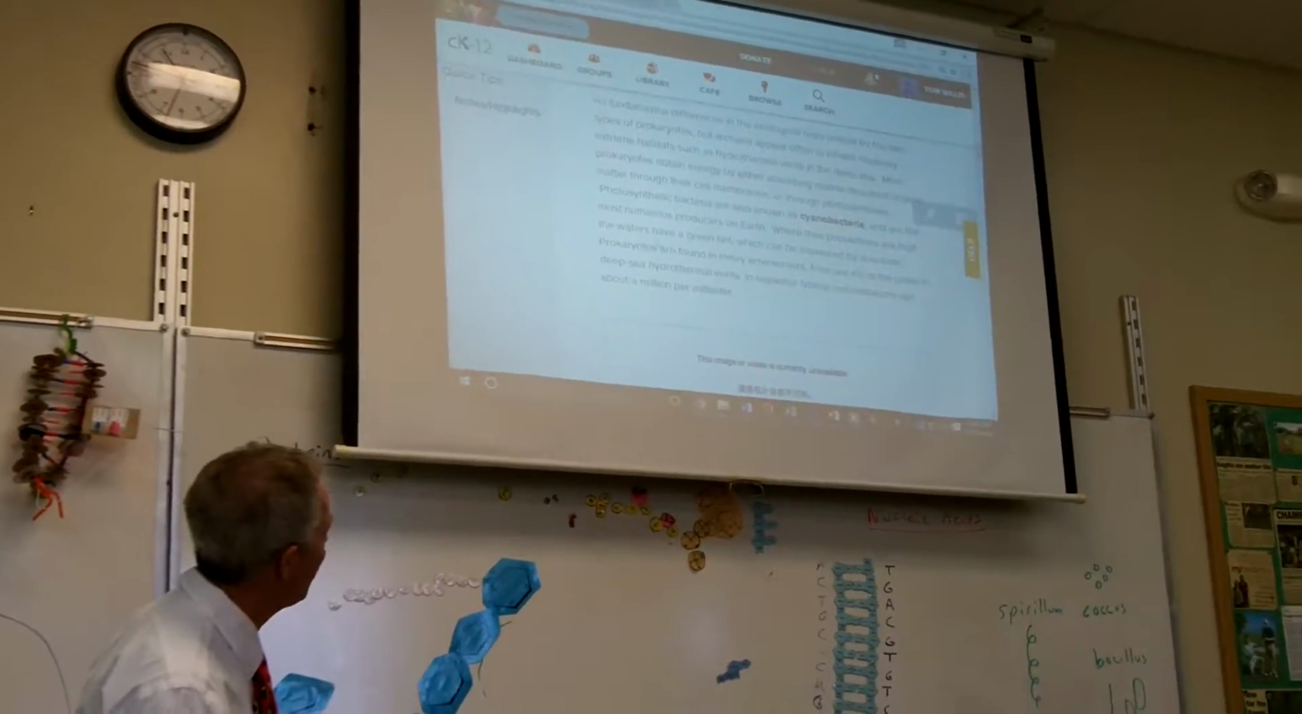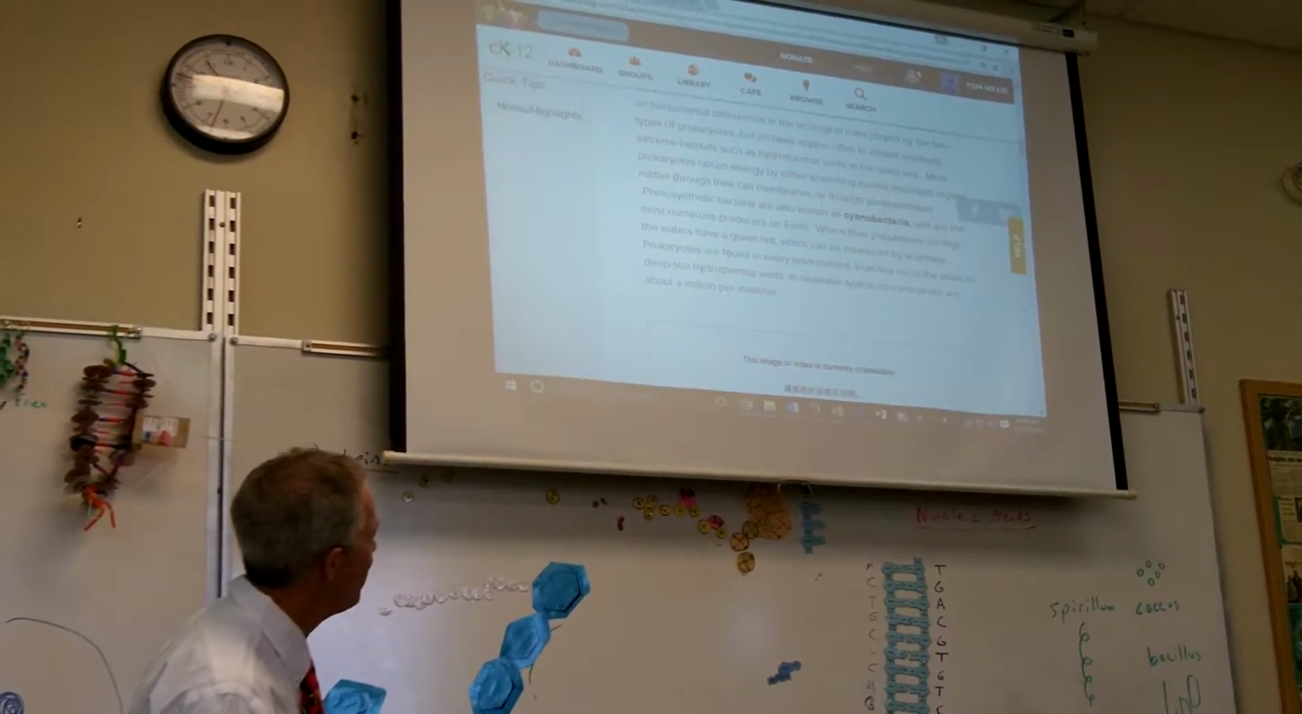Cyan is a greenish color, that's why they call it that. Where their populations are high, the waters have a green tint, which can be measured by scientists.